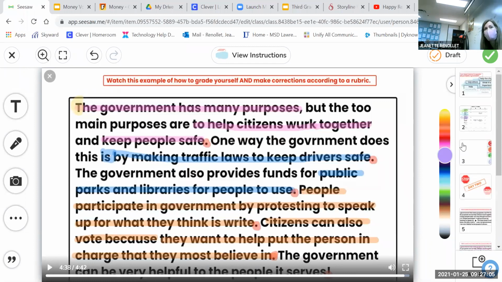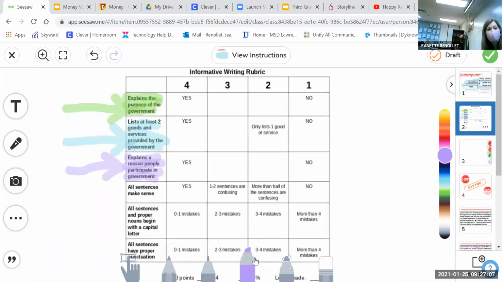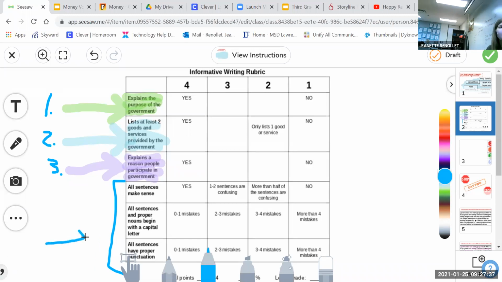You're going to use your rubric on slide 2. Now you're going to look at the bottom part where we talk about all of our words making sense, all sentences beginning with a capital letter, and having correct punctuation. It's now time for you to check all of your sentences. If you're still working on the top 1, 2, 3, you need to finish up and make sure you have all of your information before you go edit for the bottom half.